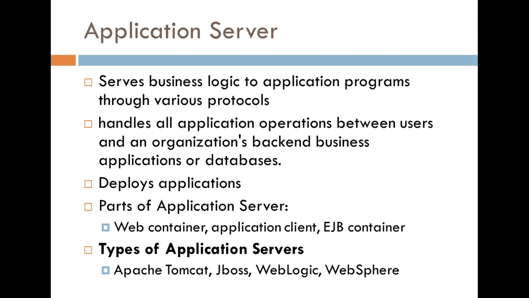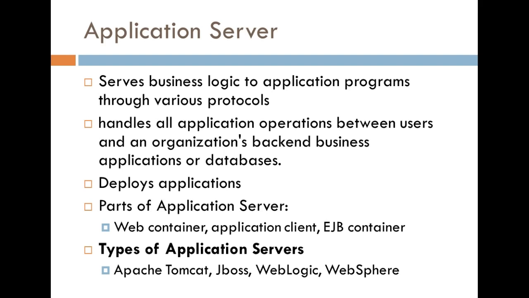Another thing is that they can help you deploy applications. That pretty much just means making your application available online. Now, what I have here next are the different parts of an application server. I didn't want to go too much into it. I just wanted to mention this to give you an understanding of what an application server is made up of. They consist of a web container, application client, as well as an EJB container. All these things work together in order to allow the user to interact with that back-end type of information.